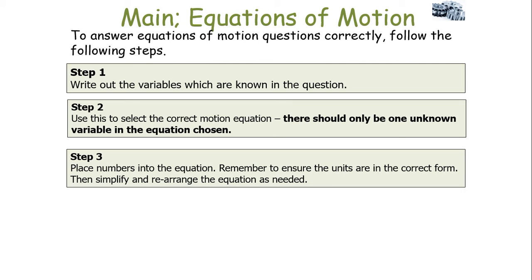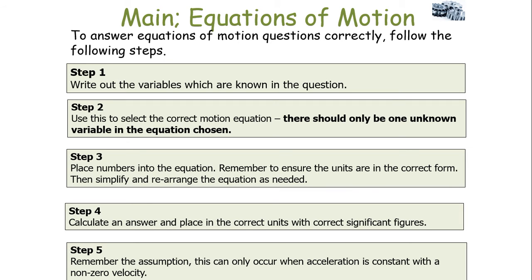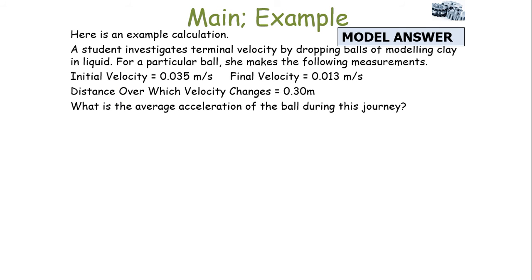It is my advice that you put the numbers in first and then start to rearrange, because you get a mark in your examination for recognizing the symbols or the values with the correct quantities. Then step 4: calculate the answer, put it into the correct units with the correct number of significant figures. Then step 5: remember the assumption that this can only occur when the acceleration is constant with a non-zero velocity. That's a very, very important idea.